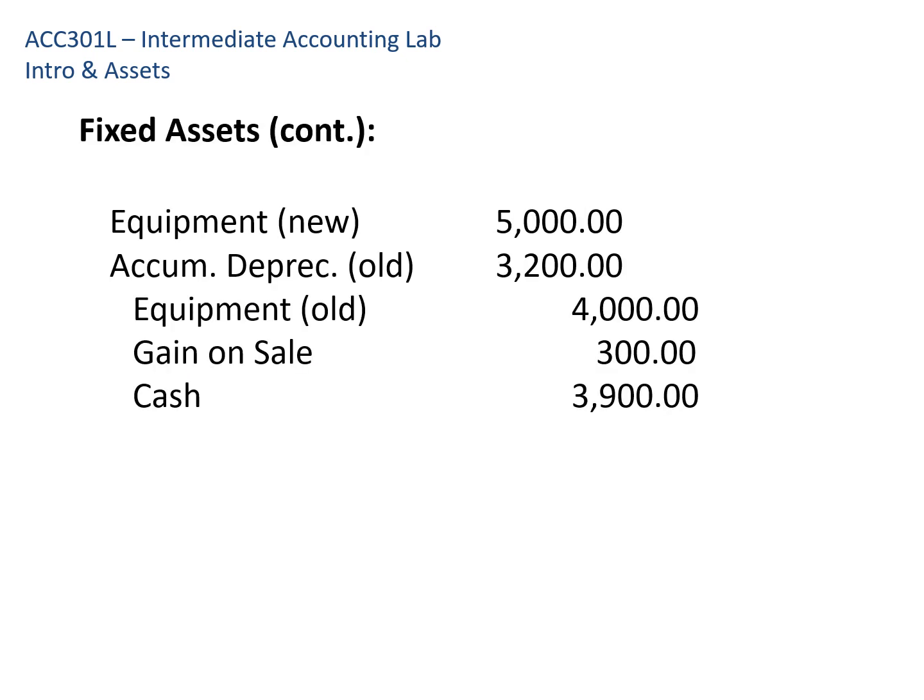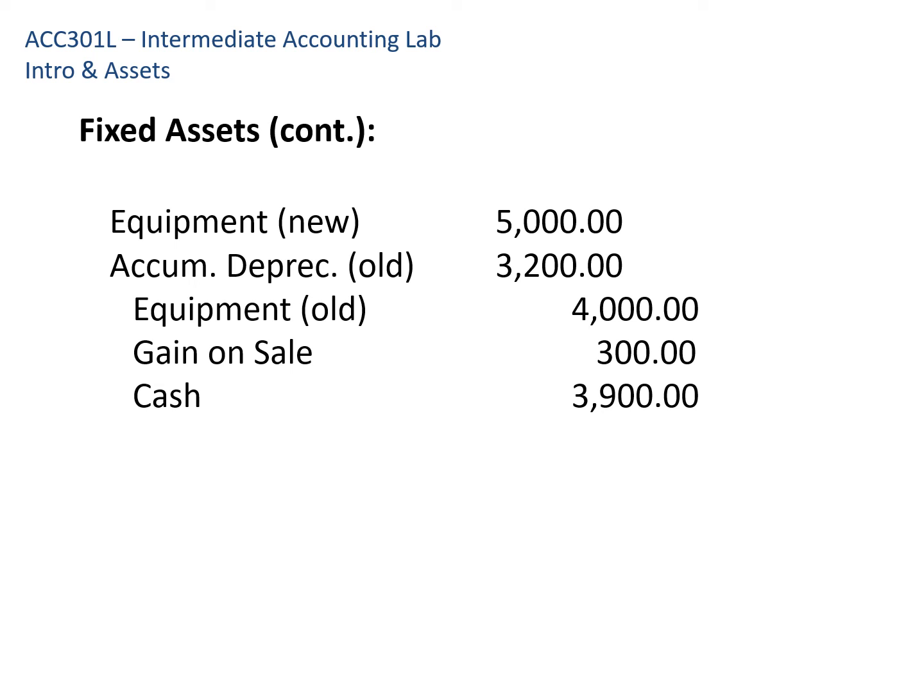So in this case here, I put the new equipment on the books with a debit to equipment, and I've just noted new there in parentheses to keep it straight, and that goes on at its fair market value. I then remove the old equipment, so I credit equipment for $4,000, its original cost, to take that off the books, and I debit accumulated depreciation for the accumulated depreciation at that point. Remember, accumulated depreciation as a contra account has a normal credit balance, so I reduce it with a debit.